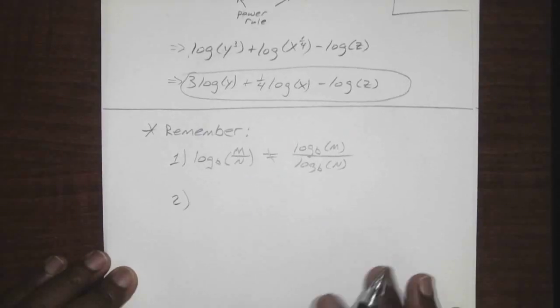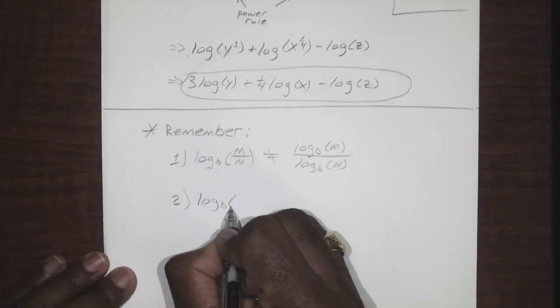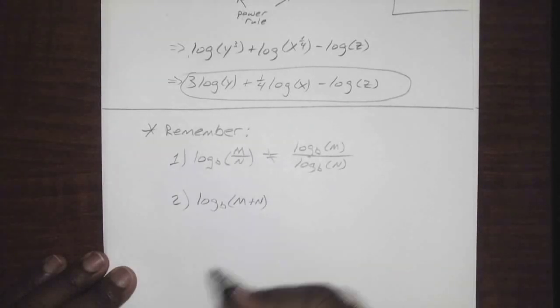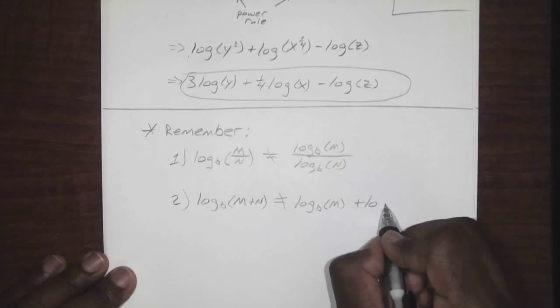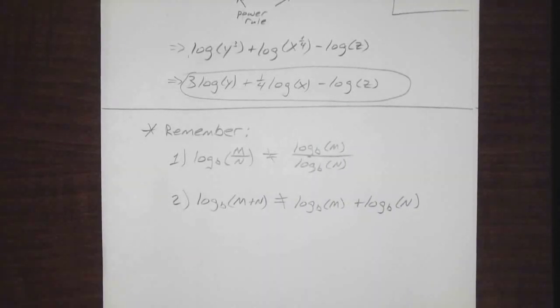And 2, if you see log base b of m plus n, that does not equal log base b of m plus log base b of n. Okay. Again, looks like it should, but it doesn't. So I figured I'd point those out, hoping that if you see it, you won't make these mistakes. All right. Any questions? All right, I'll leave that up for a few more seconds.